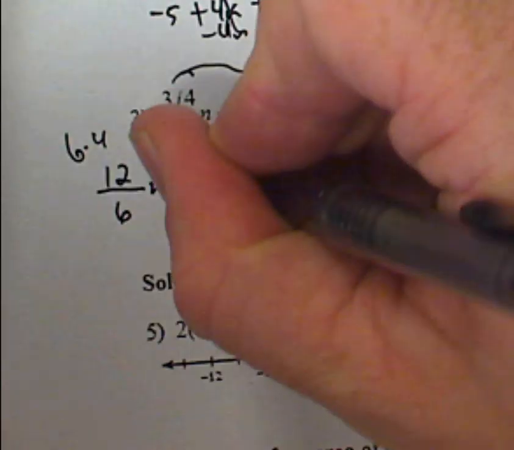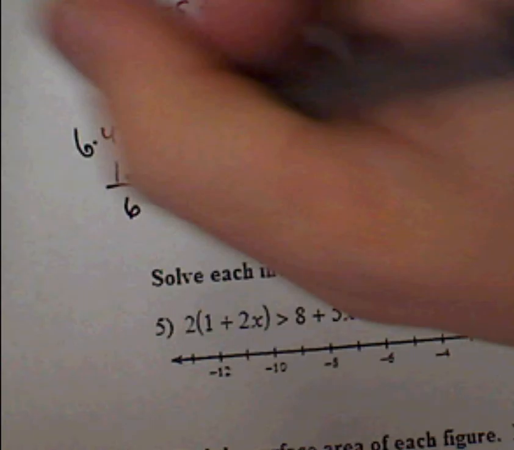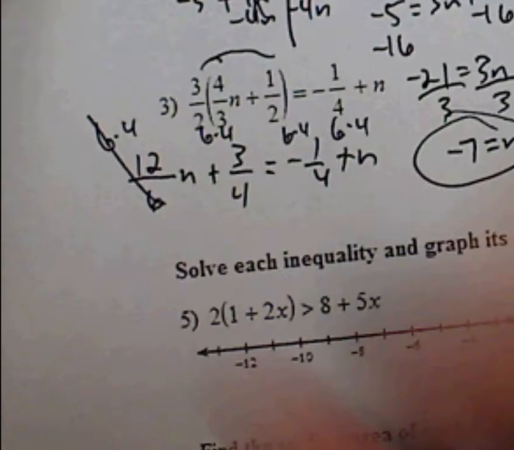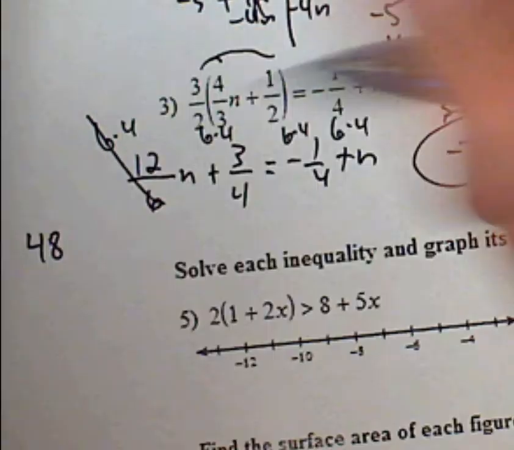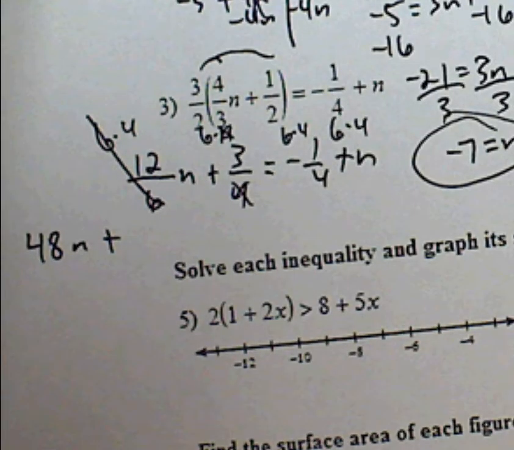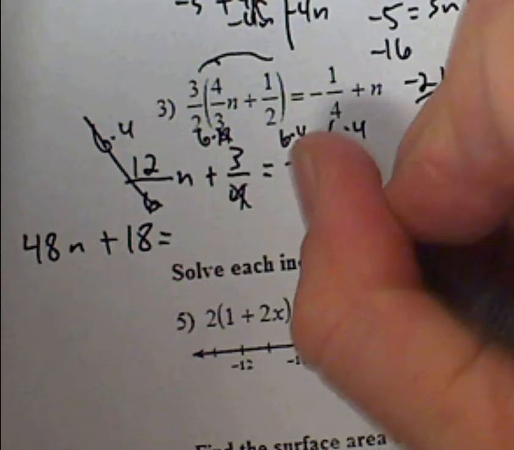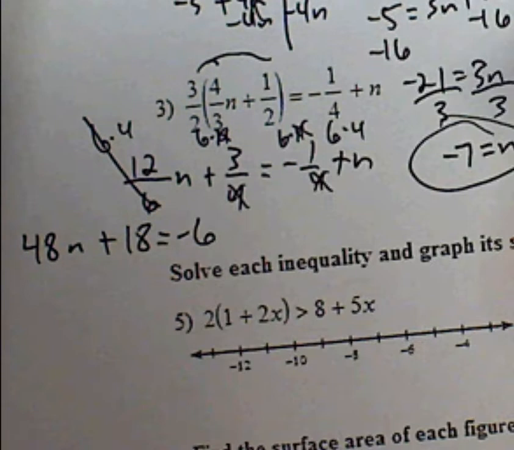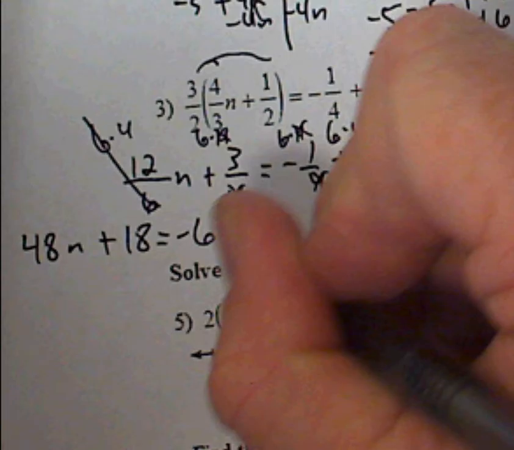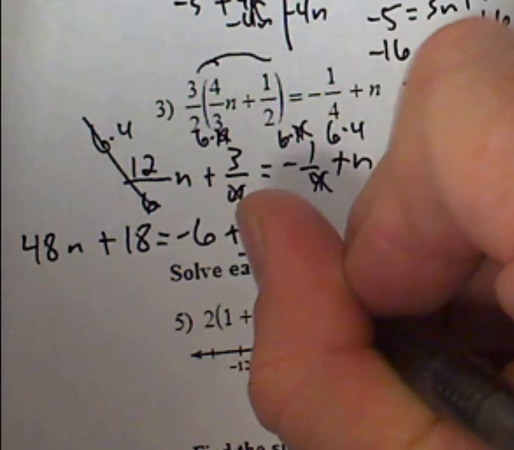6 and 4. My 6's go away. 4 times 12 is 48n. My 4's go away. 6 times 3 is 18. My 4's go away, so -6 plus 24n. Minus 24n.